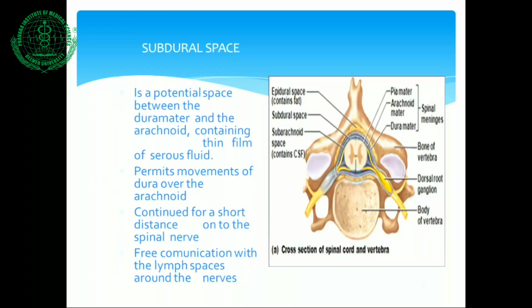Then the next space is known as the subdural space. As per the name, this is a potential space between the dura mater and arachnoid mater. So this is the subdural space. The subdural space permits the movement of the dura mater over the arachnoid mater.